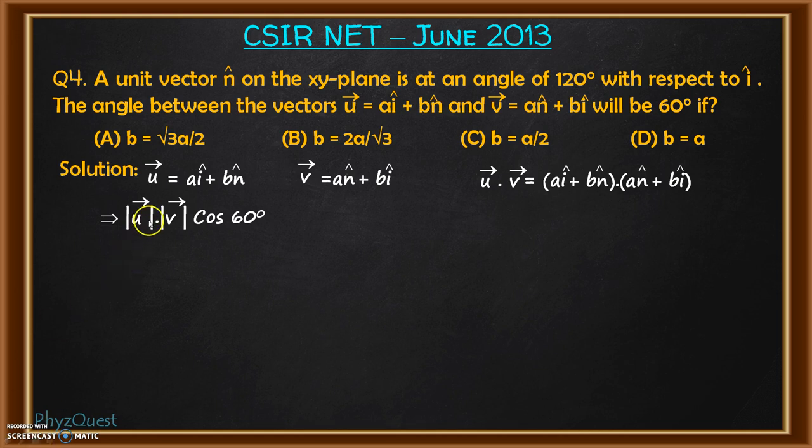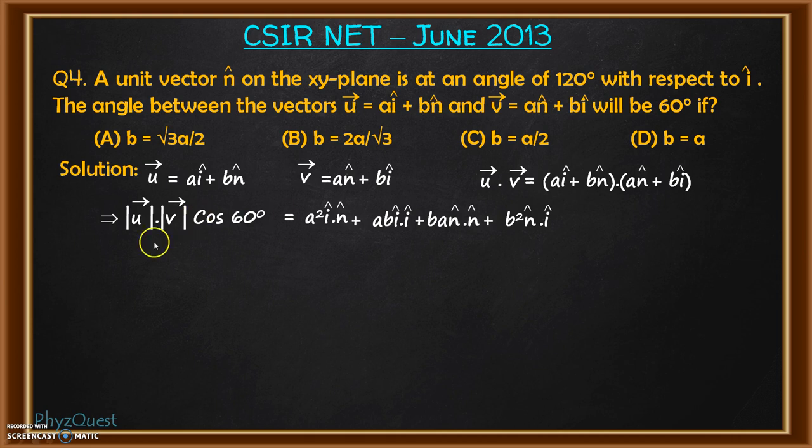See, this is actually multiplication, not the dot product. So now this is the left hand side. Right hand side will be equal to cos 60. Why? Because under that condition we have to find the relationship between a and b, so the angle between u and v is 60 degree. So this is equal to a square i cap dot n cap plus ab i cap dot i cap plus ba n cap dot n cap plus b square n cap dot i cap.